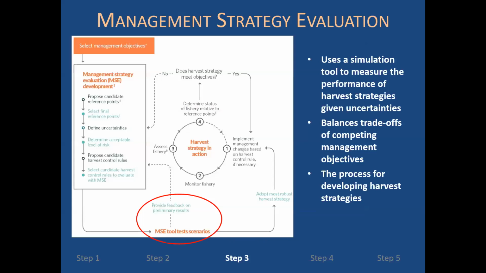So then moving on to MSE, the actual testing process that's used to evaluate which harvest control rule and which harvest strategy would best meet your management objectives that you set up here in step 1. MSE is a simulation tool that is taking into account your uncertainties, looking at your different candidate harvest control rules and harvest strategies, and evaluating which of those will best meet your oftentimes competing management objectives. And by competing, I mean you can't ever maximize the size of your population while also maximizing catch. So those are the kind of trade-offs that MSE can help you balance.